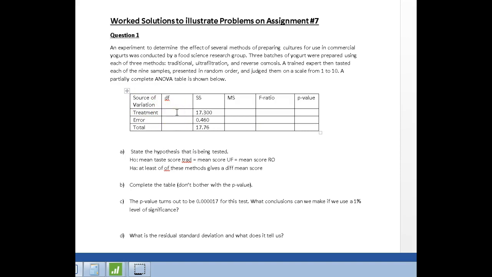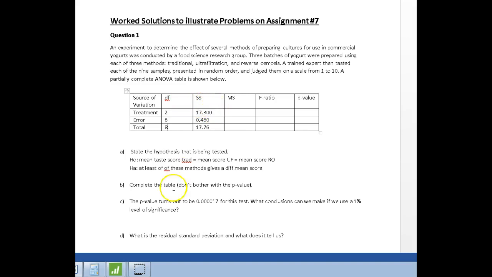Now, the degrees of freedom for treatments is always 1 less than the number of treatments. We have 3 treatments: traditional, ultrafiltration, and reverse osmosis. So the number that goes in this block is going to be 2. The number of degrees of freedom for error is always the number of data points that you have minus the number of groups. We have 9 samples, we're told up here, because we got 3 methods with 3 batches. So 9 minus 3 is going to get me 6 degrees of freedom, and if I add those 2 numbers together, I get 8, and this number should always be 1 less than the number of samples that you have.